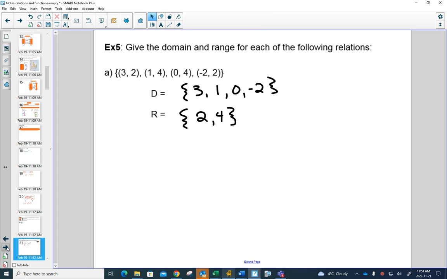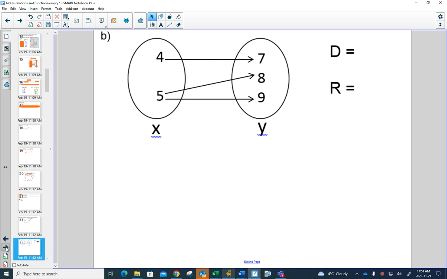Okay? Is this one a function? Yes, this is a function. My brain is functioning. I like it.